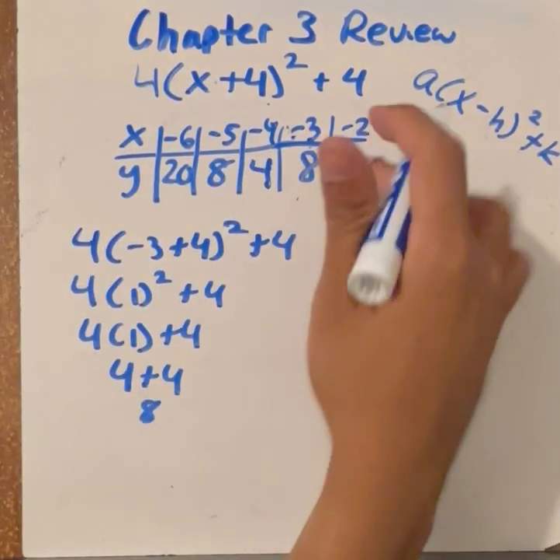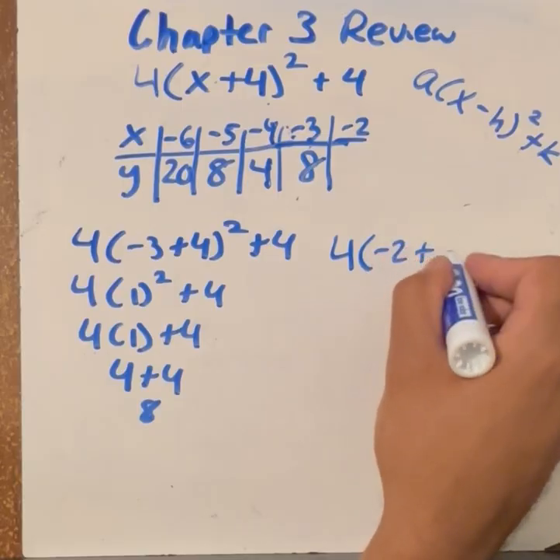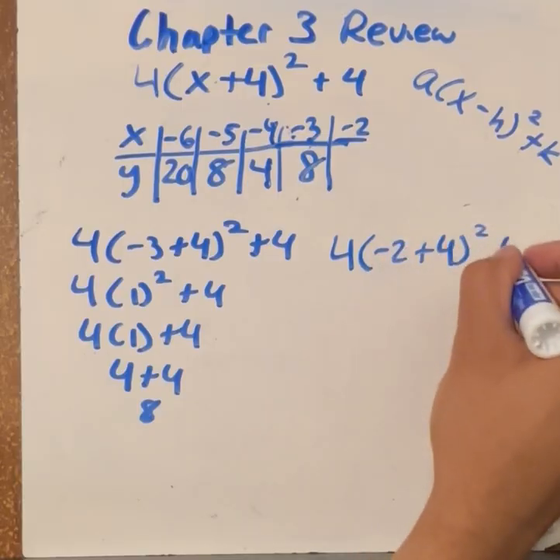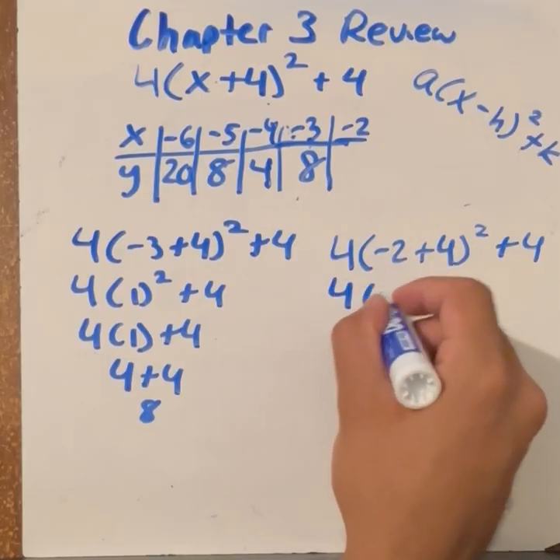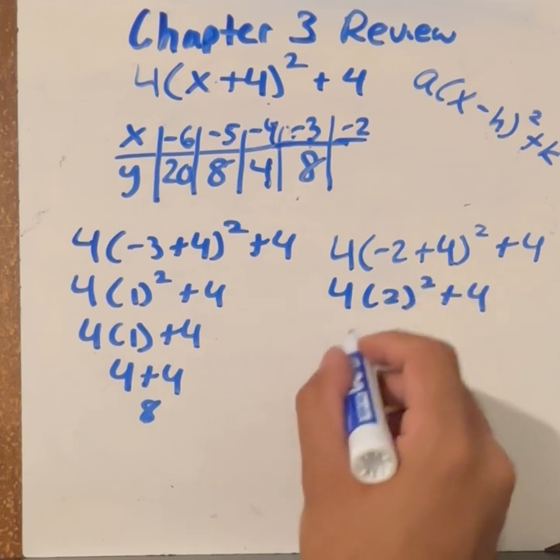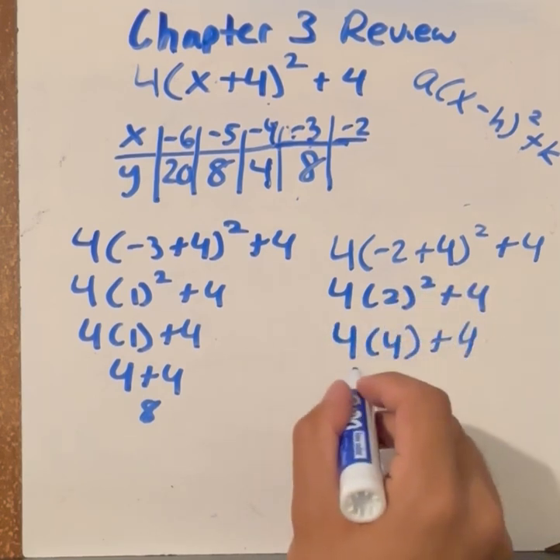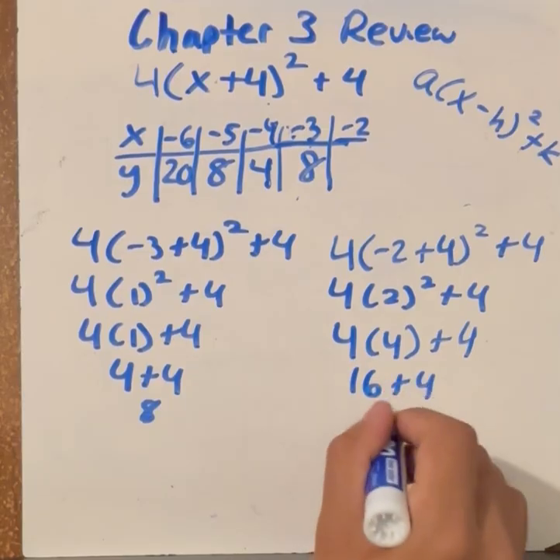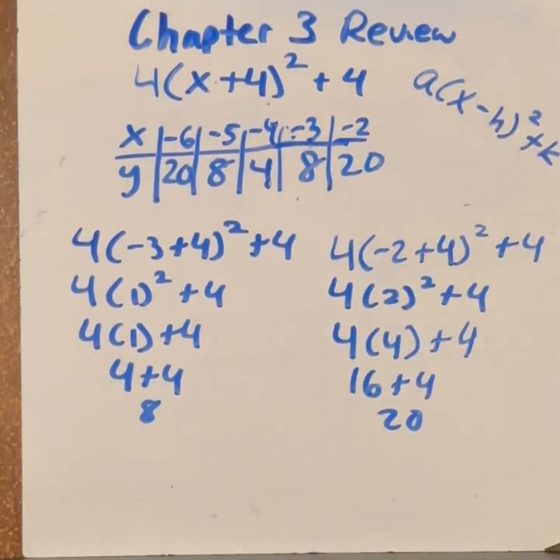Okay, so now let's do the same thing with negative 2. So 4 times negative 2 plus 4 squared plus 4. Negative 2 plus 4 is 2, so 4 times 2 squared plus 4. 2 squared is 4, so 4 times 4 plus 4. 4 times 4 is 16, plus 4 is 20. So like we said, this would be 20. This is also 20. So now all we got to do is graph this.